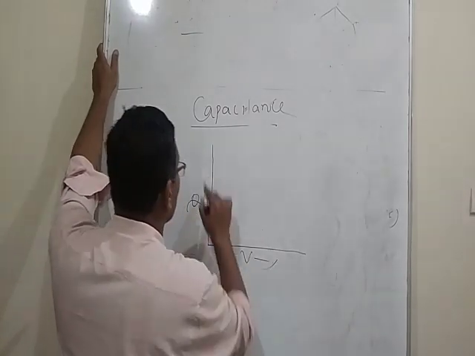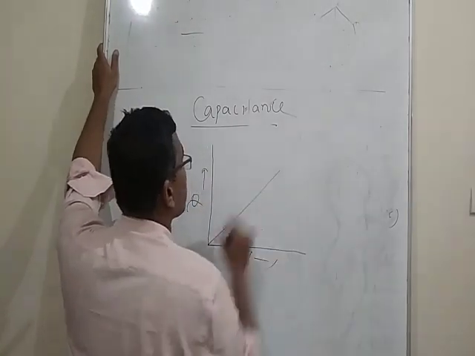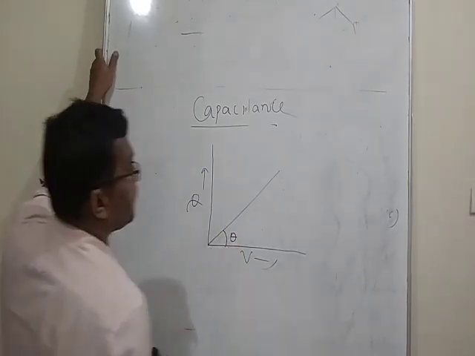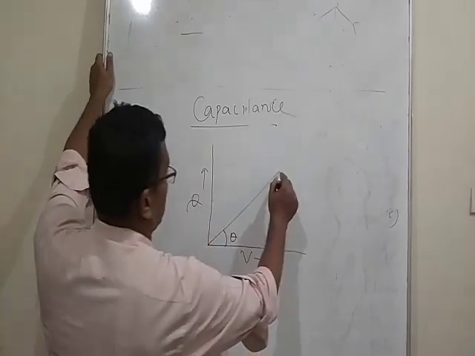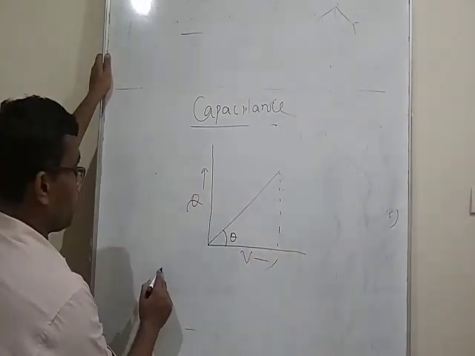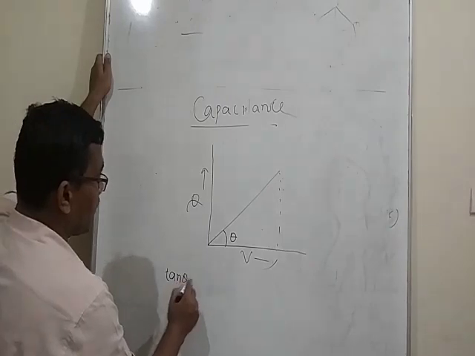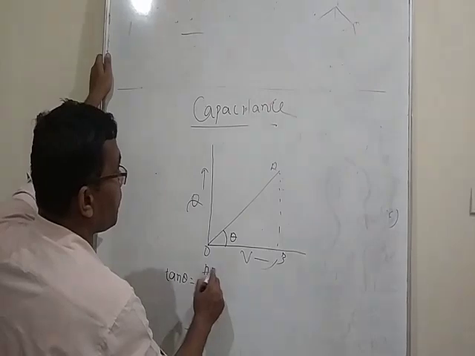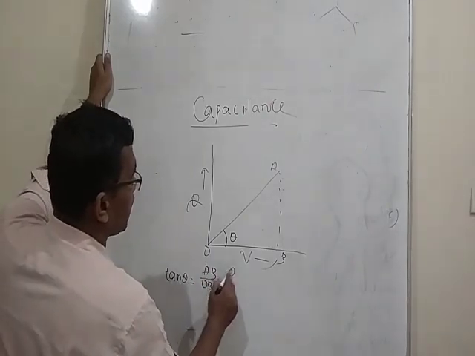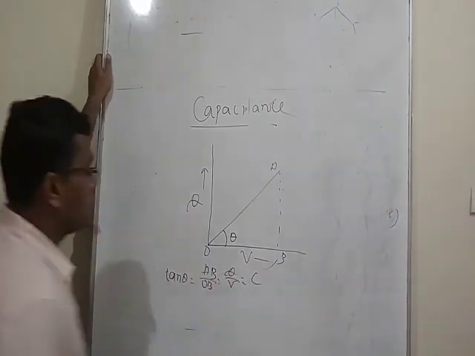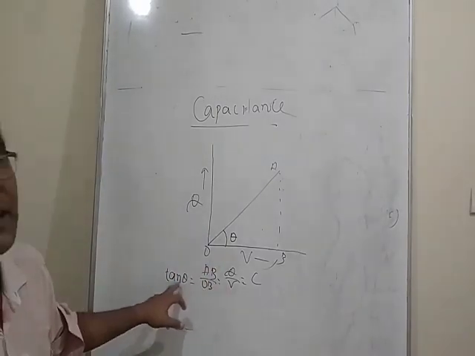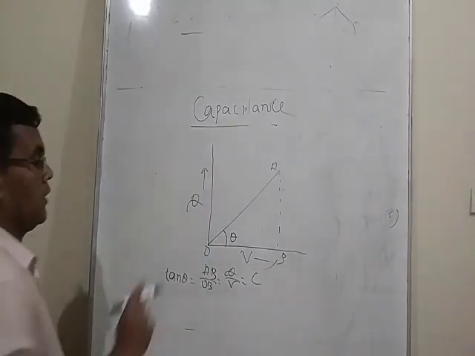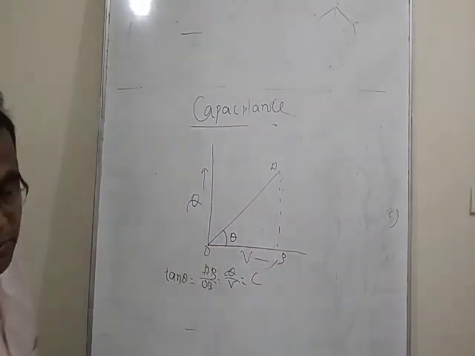Now the QV graph. The slope of a QV graph represents capacitance. Slope, tan theta, is equal to AB by OB, which is Q by V, that is equal to C. The slope of the QV graph represents capacitance. So the higher the slope, the higher the capacitance.